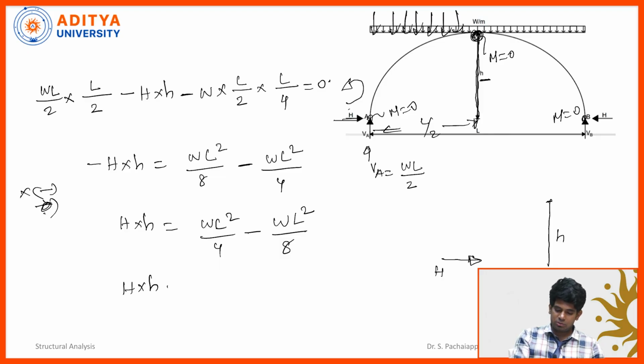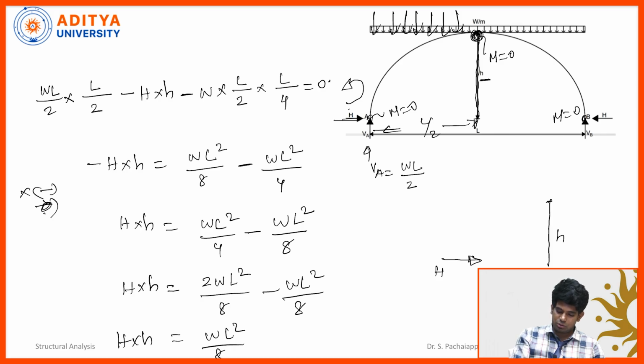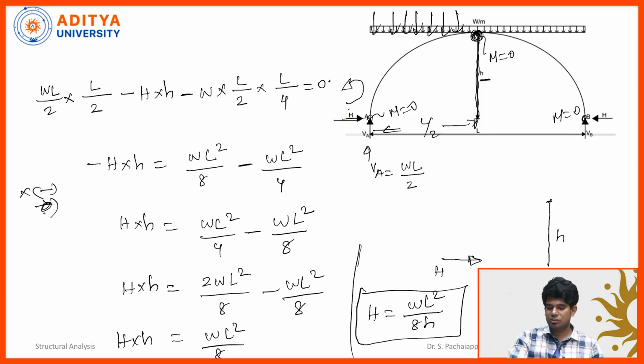Now H into capital H, I just want to multiply 2 in the numerator and denominator so that I am able to subtract the values. So 2WL square divided by 8 minus WL square by 8, we will be getting the answer WL square by 8. So this is capital H into small h. Therefore, capital H is equal to WL square divided by 8 times h. So this is the horizontal thrust of a 3-hinged arch subjected to UDL throughout the span.